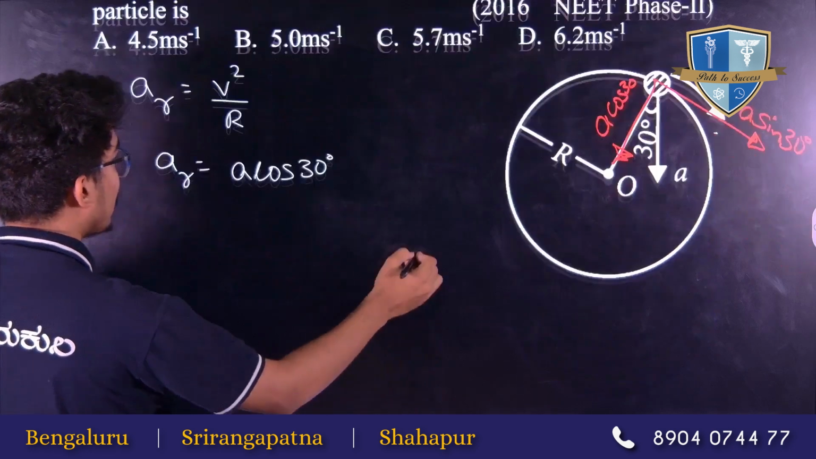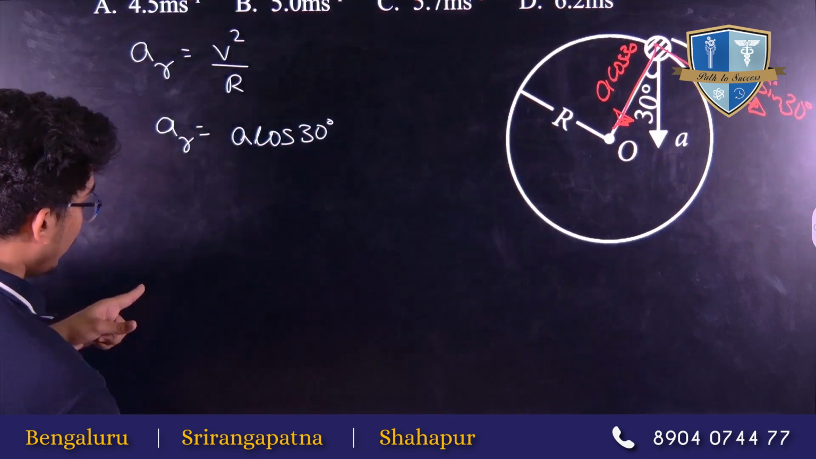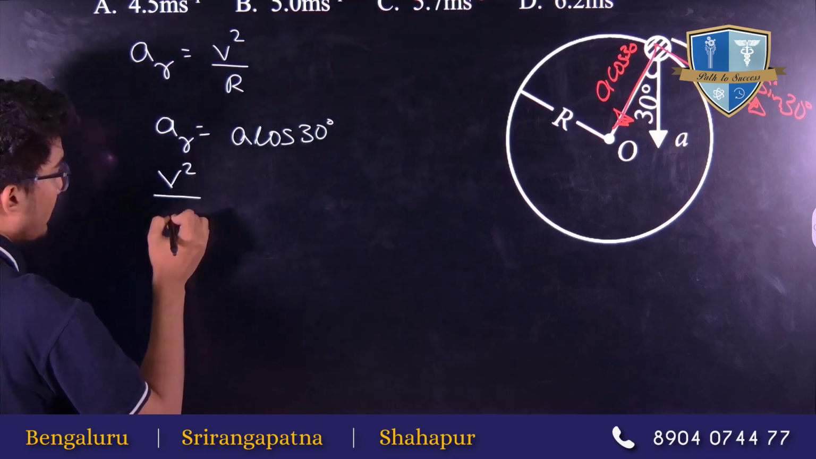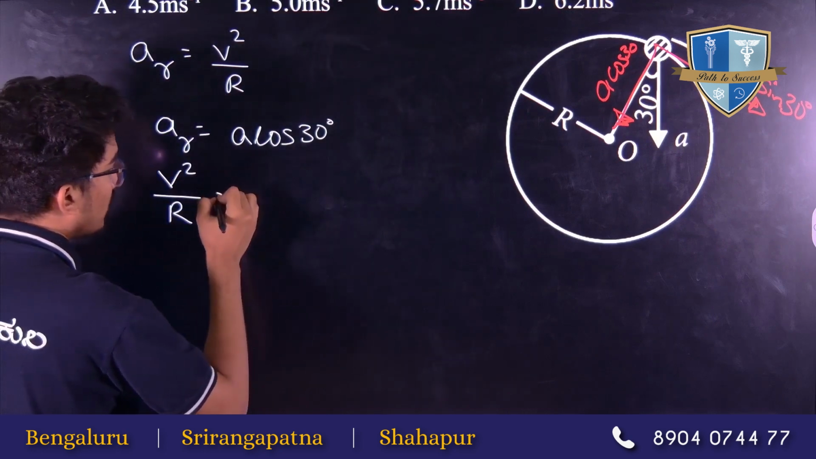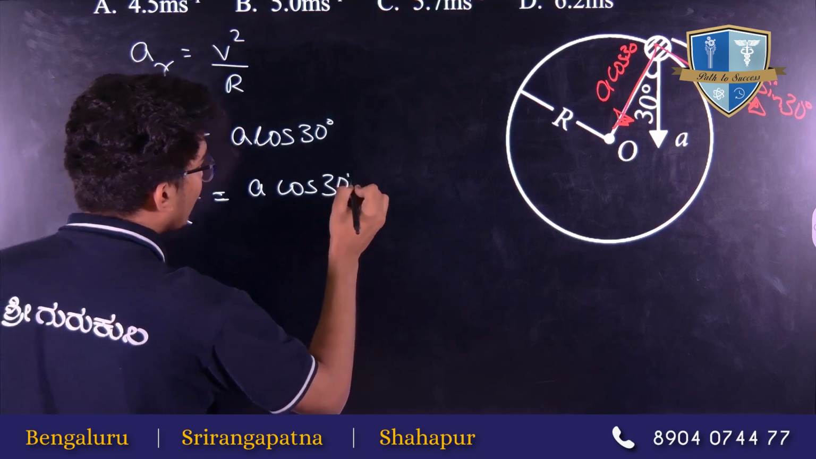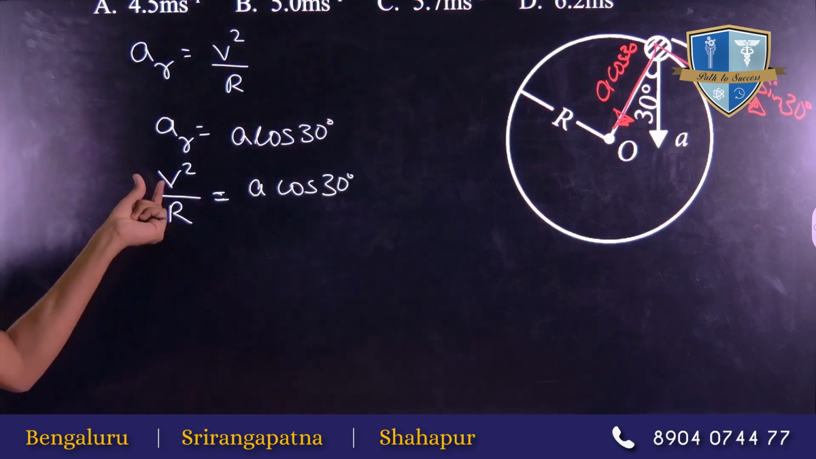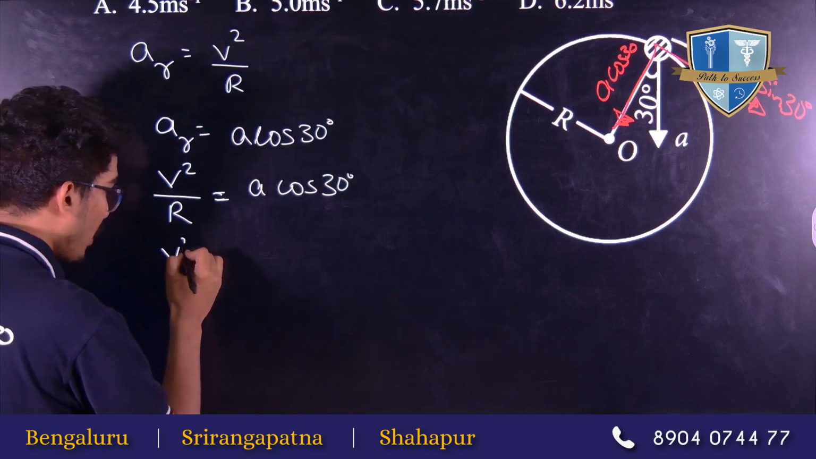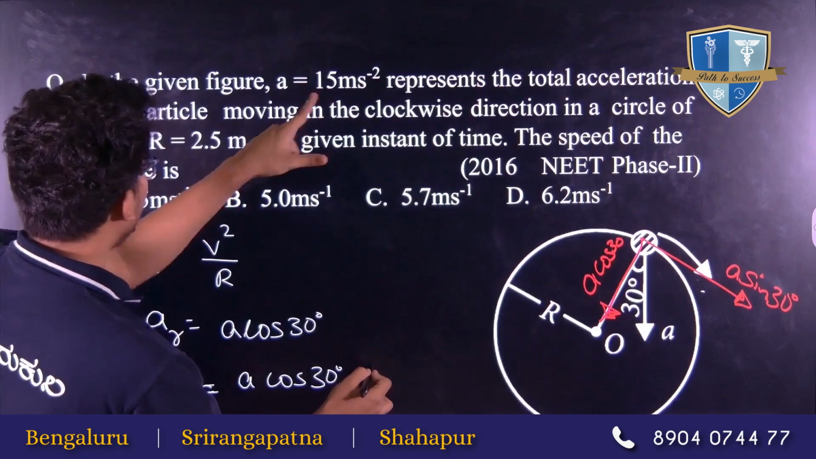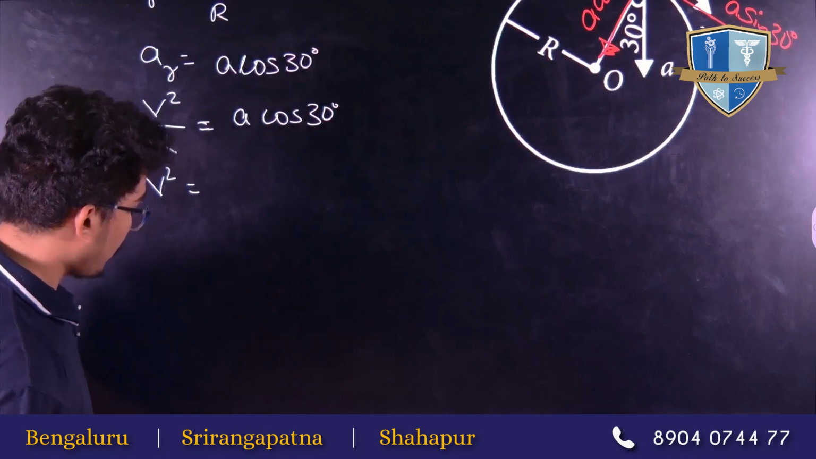Correct? Now let's calculate this. And AR is also equal to V square by R. So V square by R is equal to A cos 30 degree. Now let's put all the values. The only unknown is V. So V square is equal to the acceleration value given in the question, which is 15, and the radius given is 2.5.